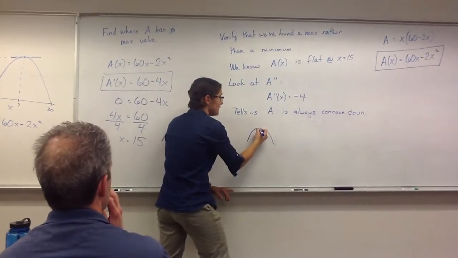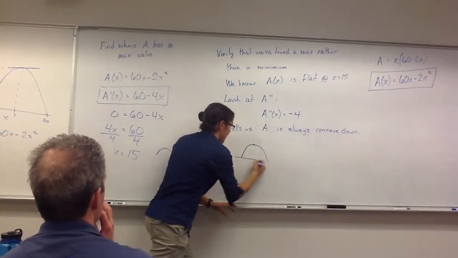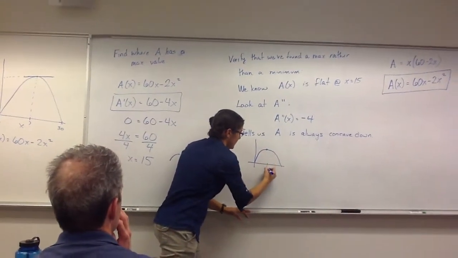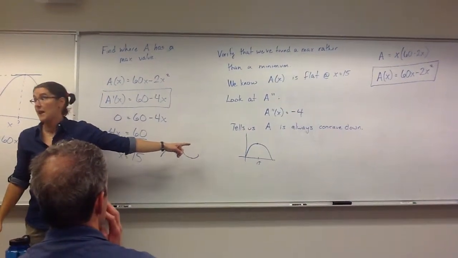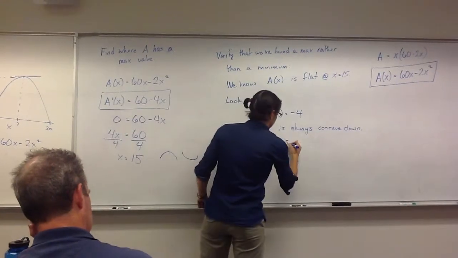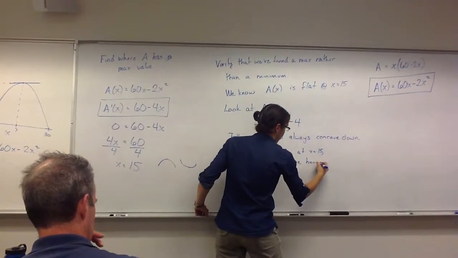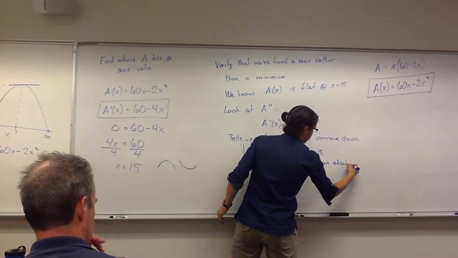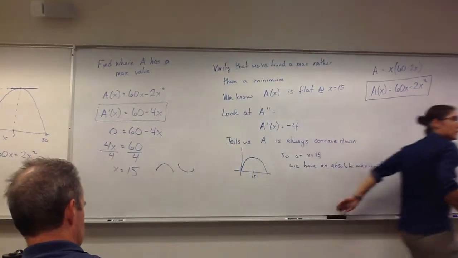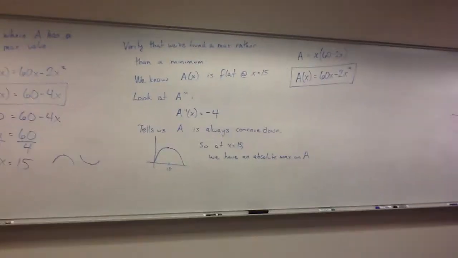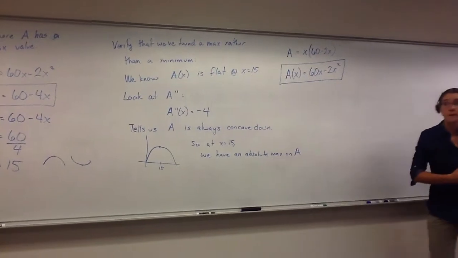And so I'm guaranteed, because A is always concave down, and at x equals 15, we have a flat spot, that this is definitely a maximum, and in fact an absolute maximum. So at x equals 15, we have an absolute maximum on A. Okay, so we just created a little bit of job security for ourselves. We've justified that the x value we found gives us a maximum on the area.